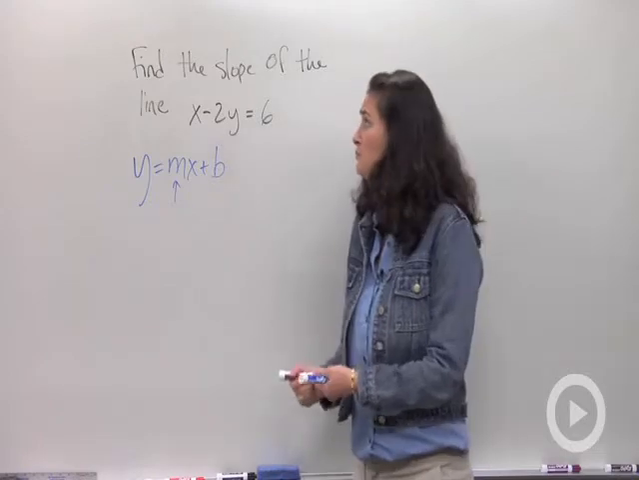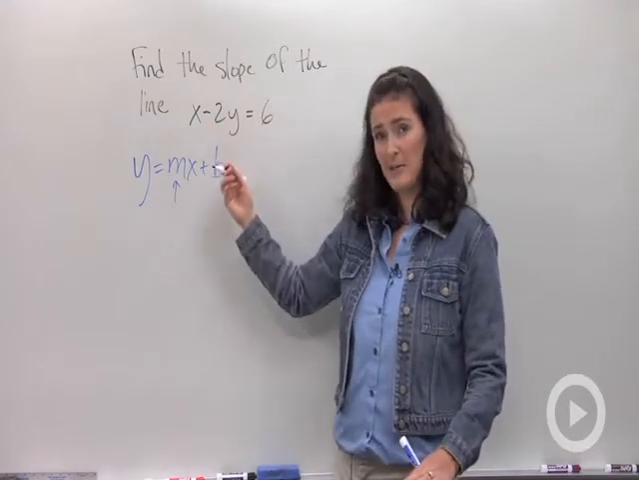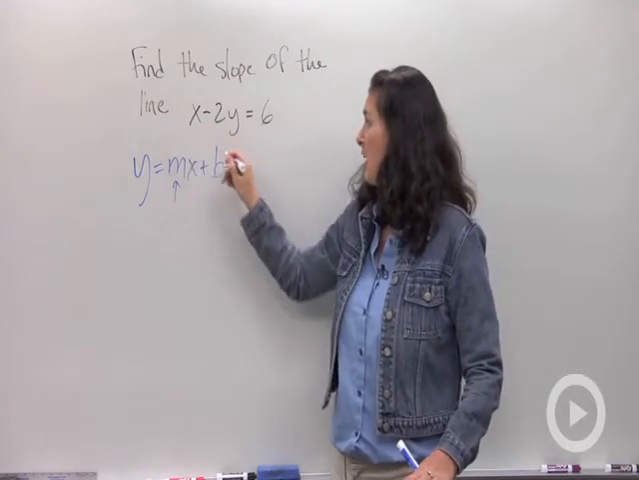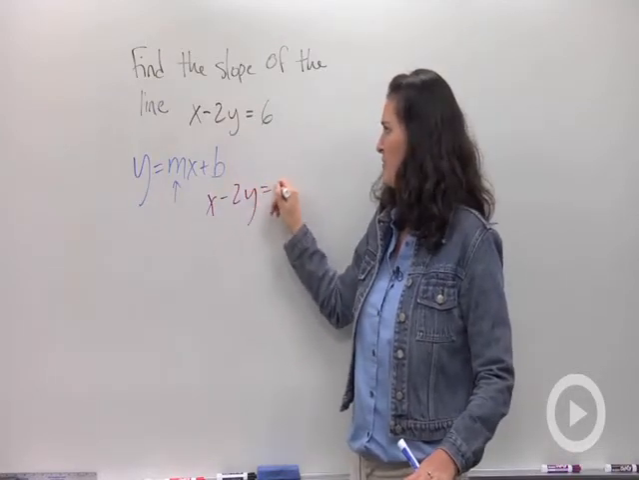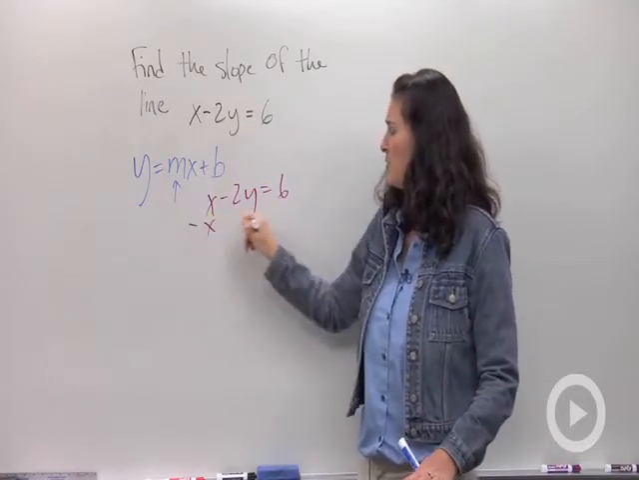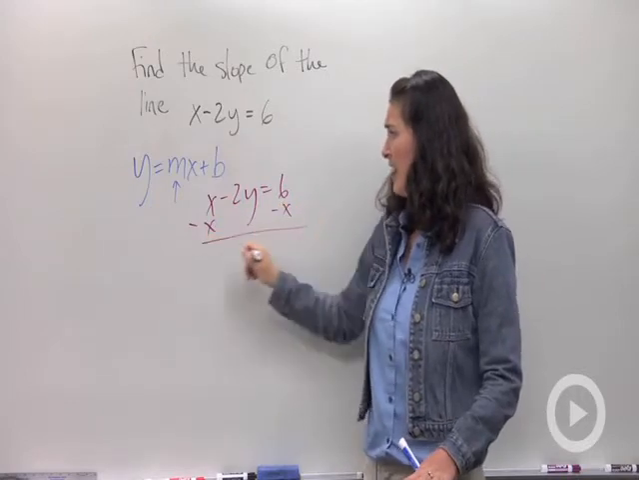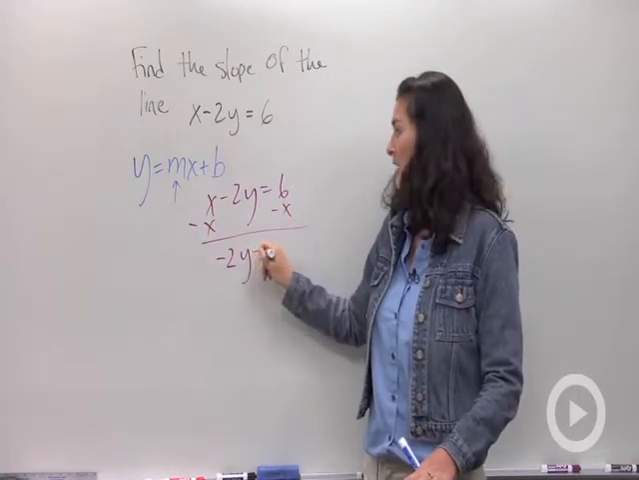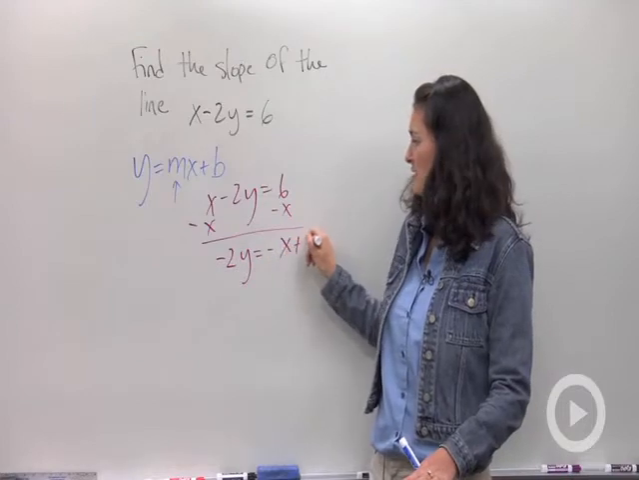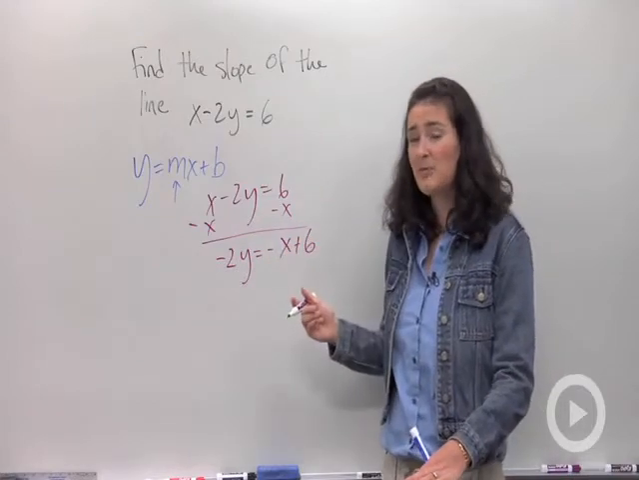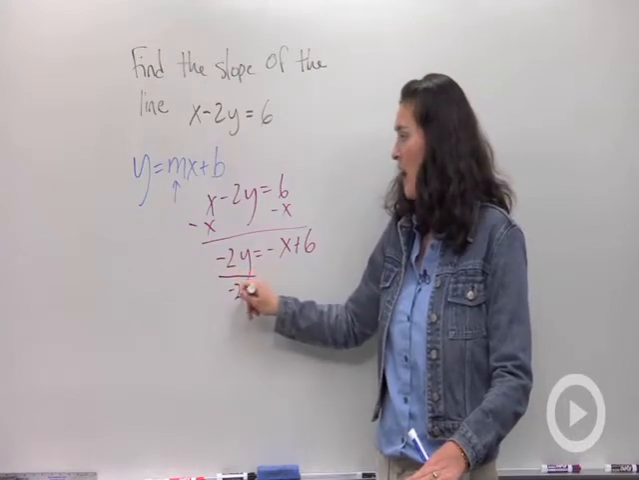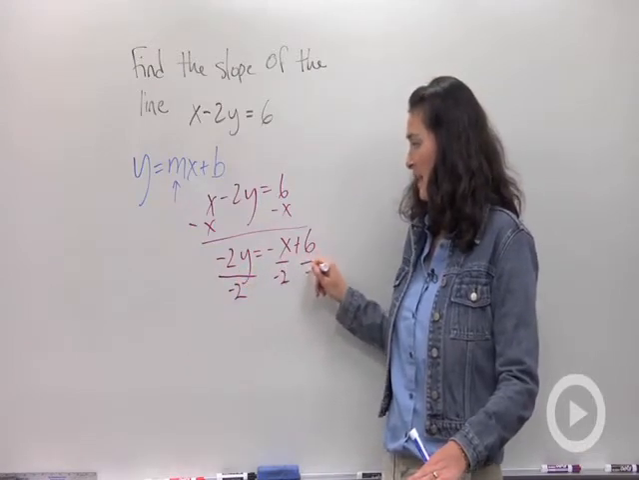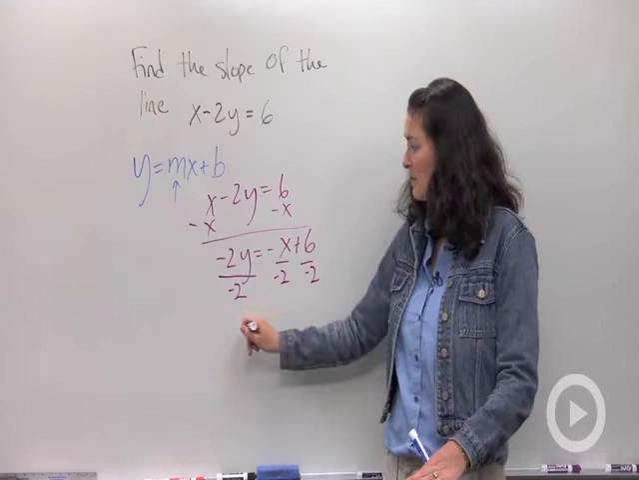So let's do it. If I want to solve for y, that means get y all by itself. I'm going to subtract x from both sides. I'm going to rewrite this problem down here so I have more space. Okay, subtract x from both sides so that I have negative 2y equals negative x plus 6. And I still am not quite there yet because y is being multiplied by negative 2.